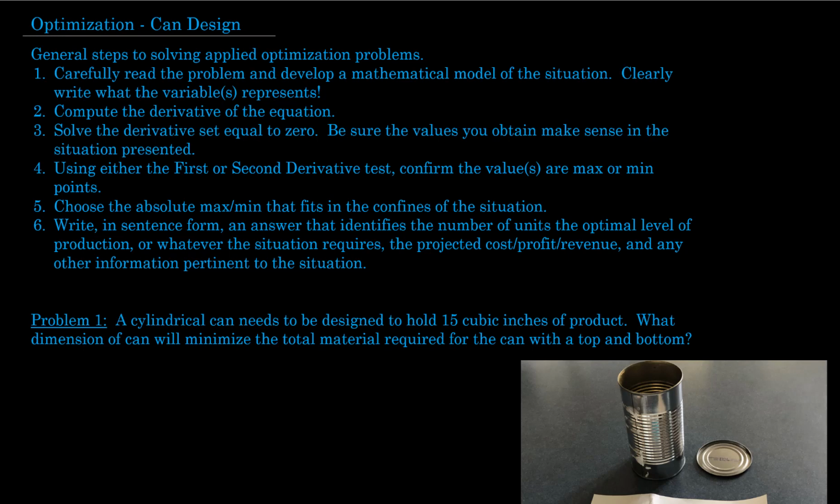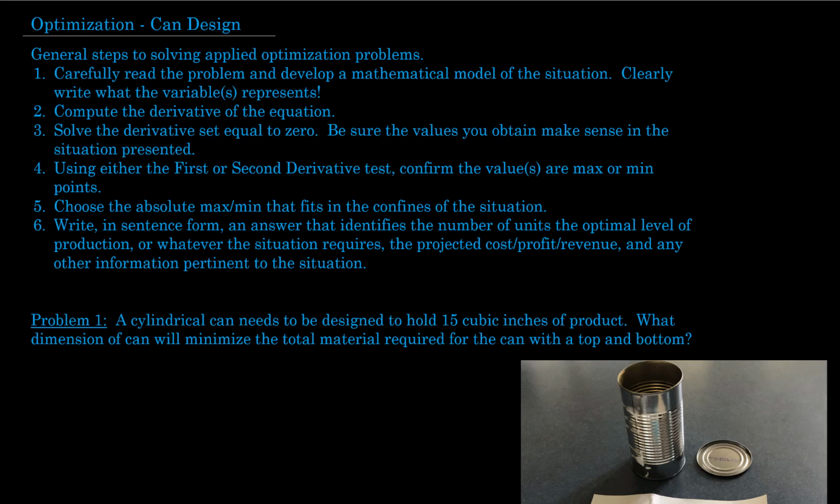Once you've identified your max points and your min points, you're then going to want to go through and choose the absolute max or min that fits within the confines of the situation. For example, suppose you have 50 pounds of a particular alloy available today for production. If one of the solutions requires 80 pounds of that alloy, that's obviously not a solution that's going to work. So you're going to need to make sure that when you come up with answers, they are answers that will fit within the confines of the situation.